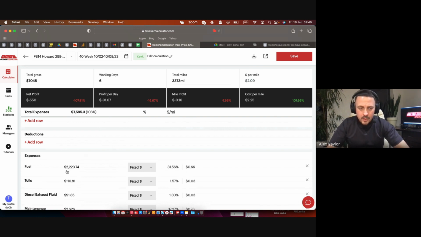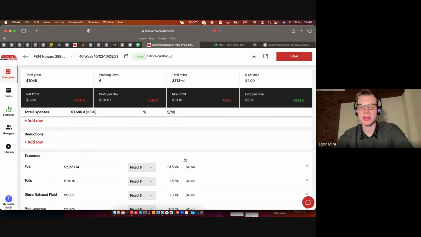66 cents per mile on that market was the average. Everything is good here. Just a quick notice that here you have a breakdown for each expense, for each field that you have. The first number is the percentage of gross, and the second one is your cost per mile. So you get the breakdown of the specific cost per mile for each expense. For example, for fuel, it's 66 cents per mile.